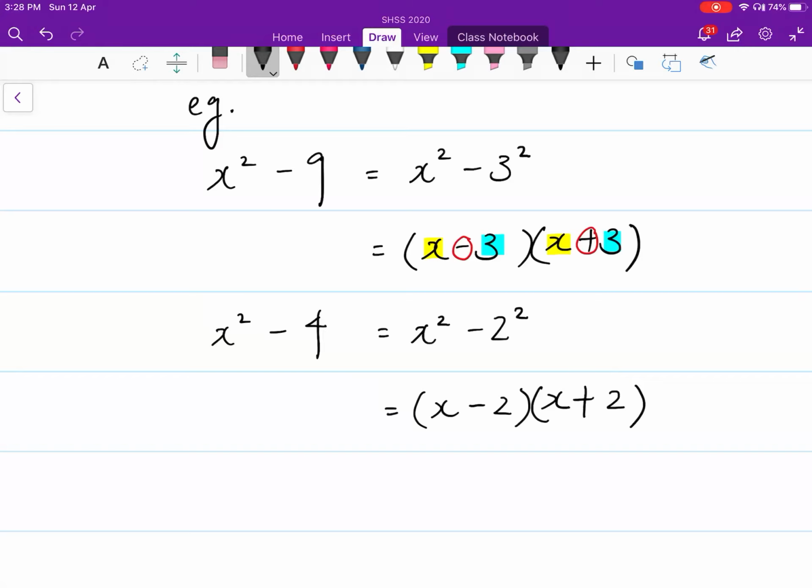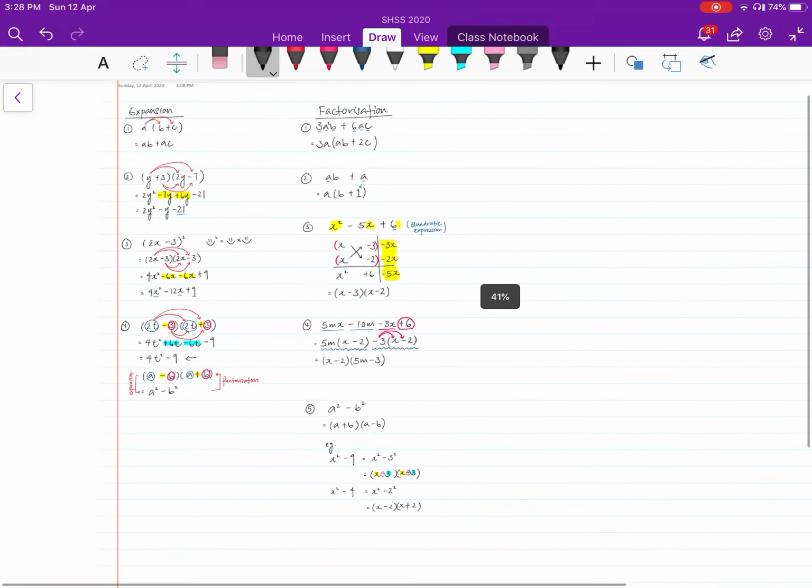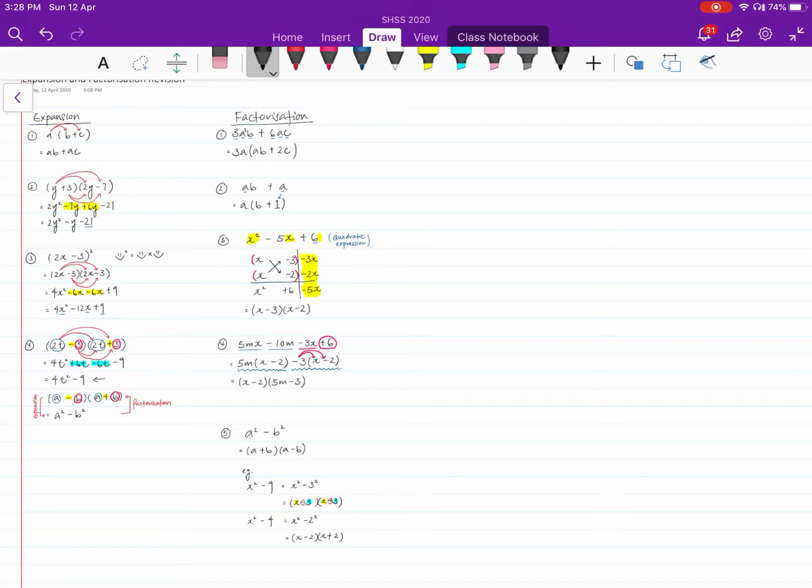Alright, anytime you are unsure about the factorization, different factorization techniques, please refer back to this video and you'll be able to find out the 9 different types of factorization and expansion. Now, you need to do the expansion and factorization worksheet provided in OneNote as well.